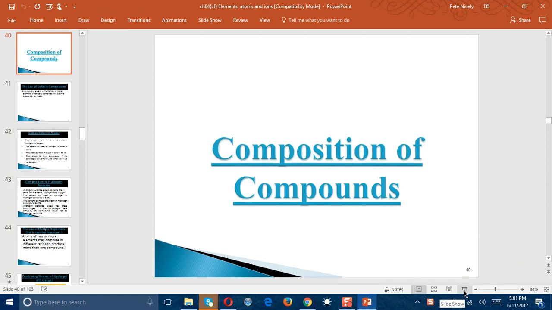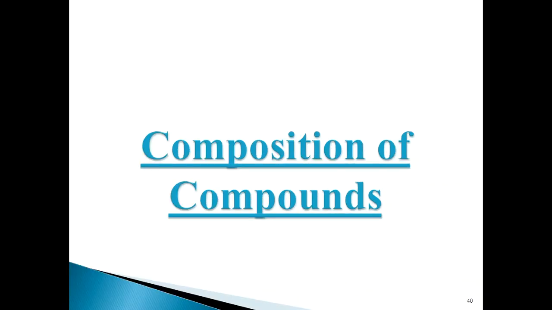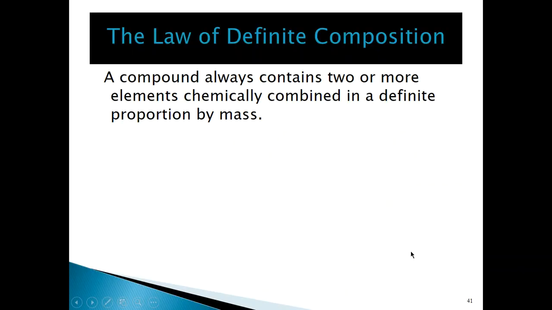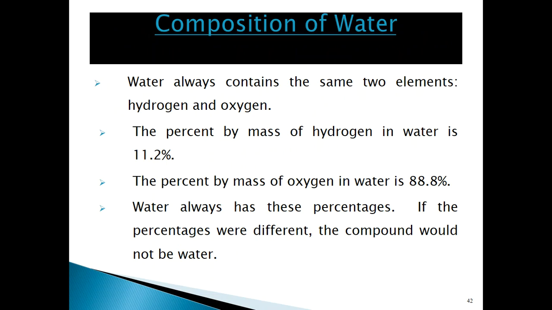Okay, so now we're going to talk about composition of compounds. First thing we're going to talk about is the law of definite composition. This law says a compound will always contain two or more elements chemically combined in a definite proportion by mass. An example of this is water.